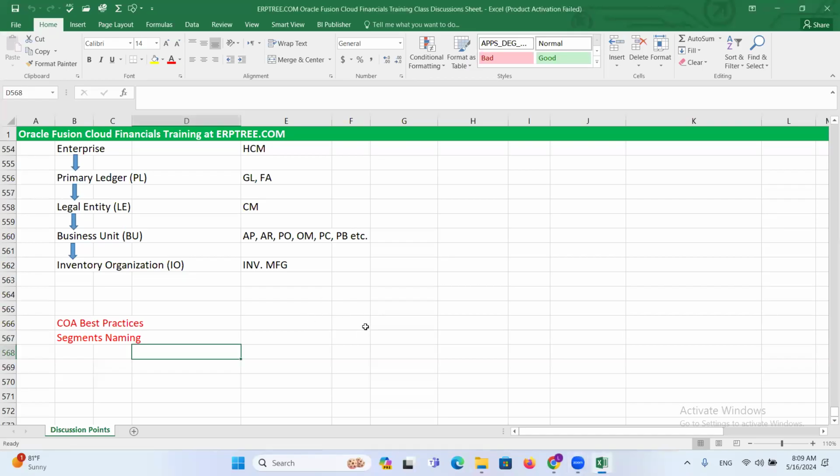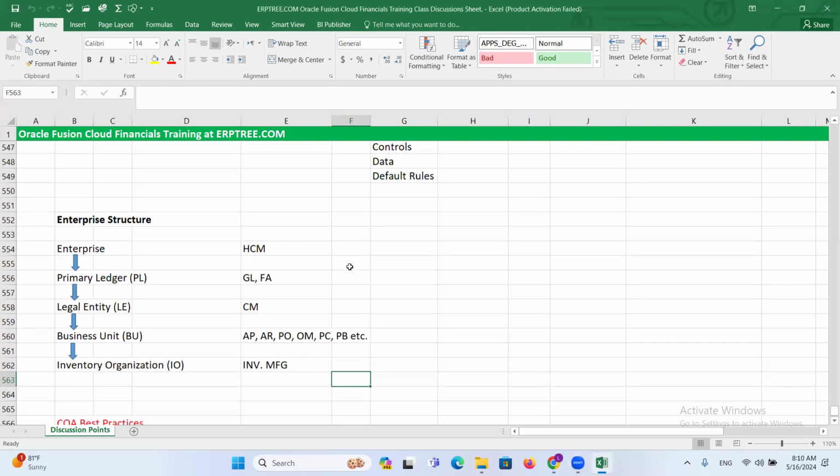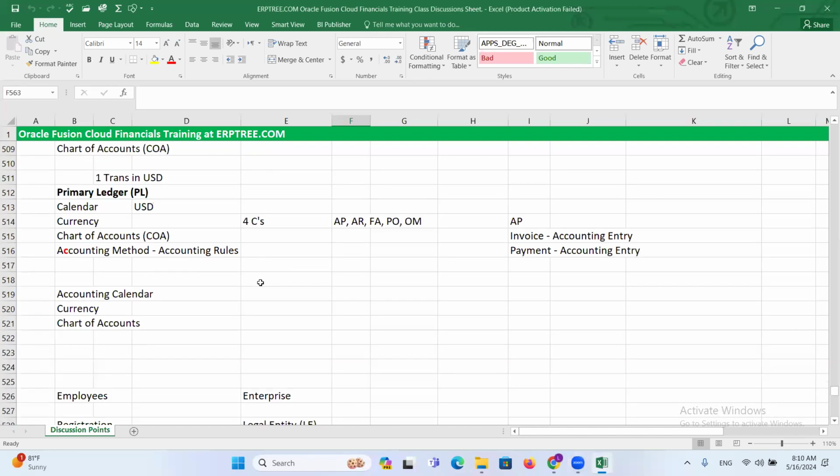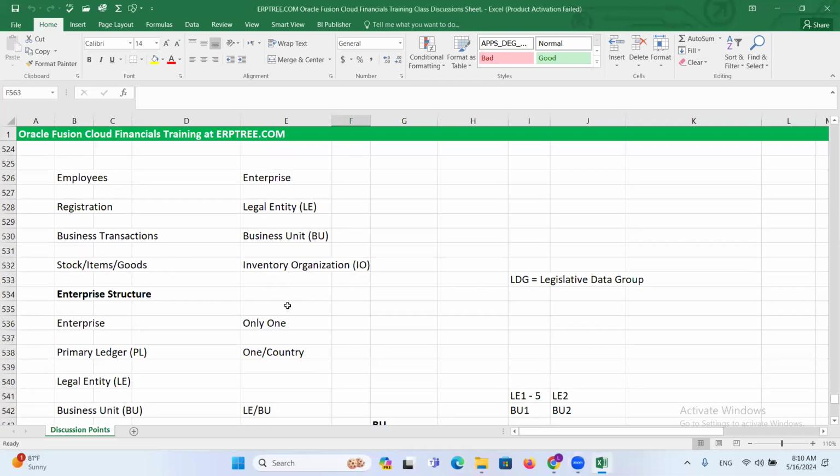Right. So in the last session, we discussed enterprise structure, and here we have a few data points to manage the employees' information. We use enterprise to maintain the company registration information. We use legal entity, and to record the day-to-day business transactions, we use the business unit concept. To manage the stock related information, we create inventory organization within the system.